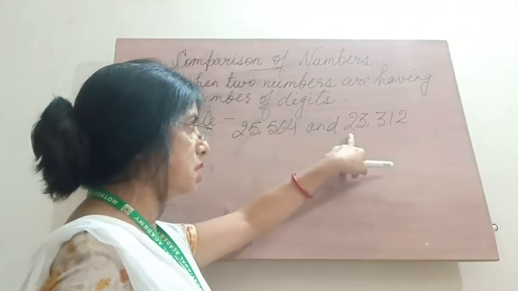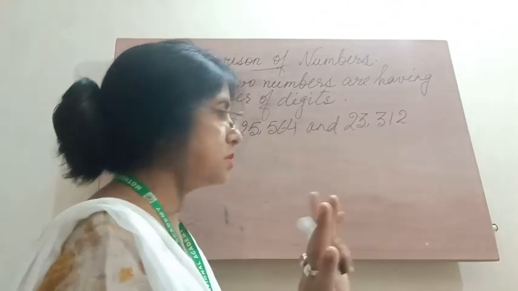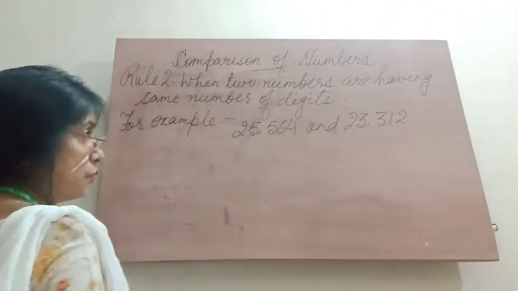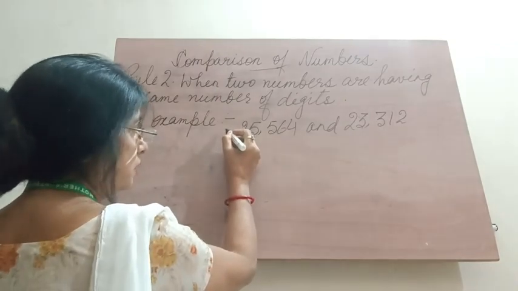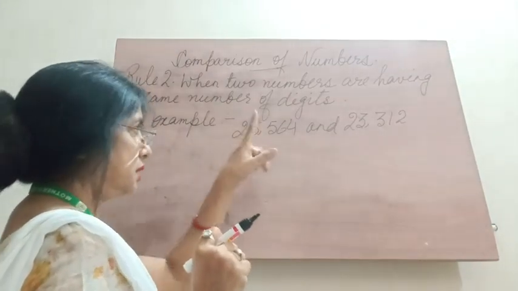And of course in the second number, how many digits do we have? 1, 2, 3, 4, 5. Both the numbers have 5 digits. So we start from the left hand side. We start comparing the digits one by one.